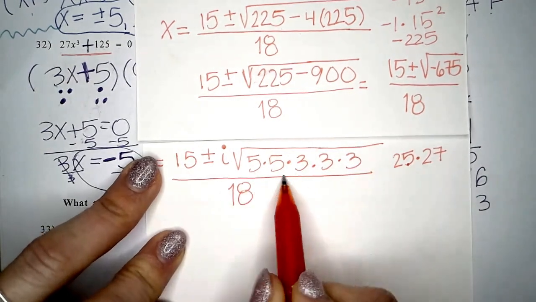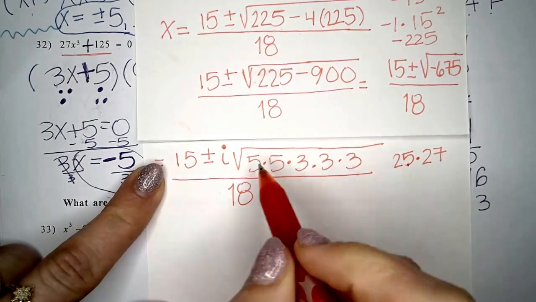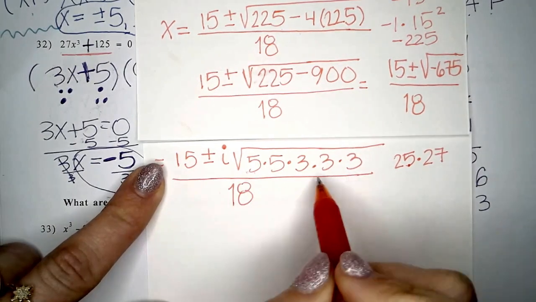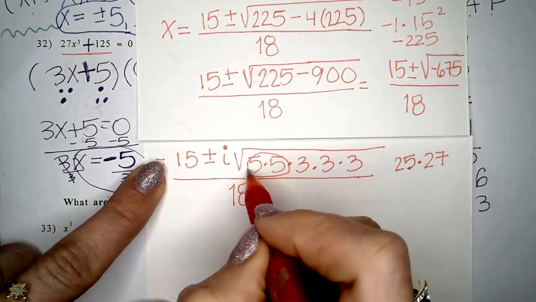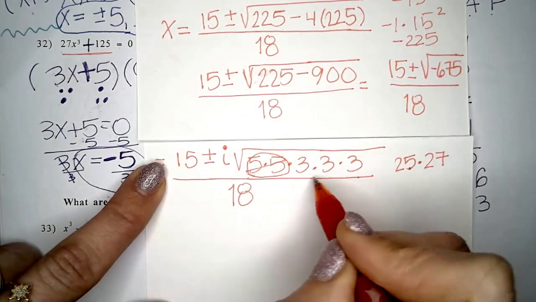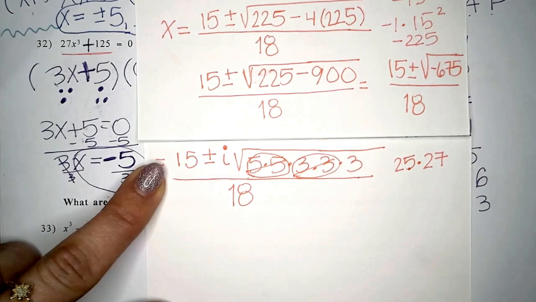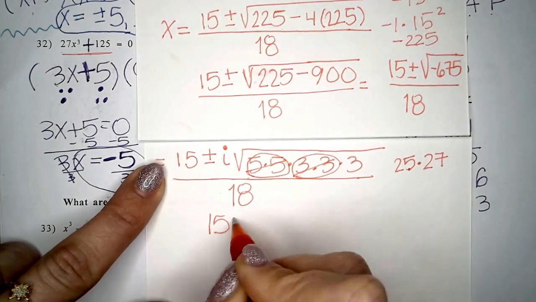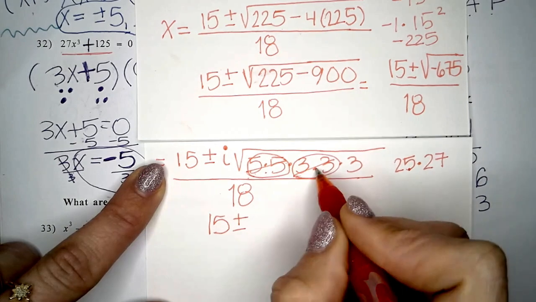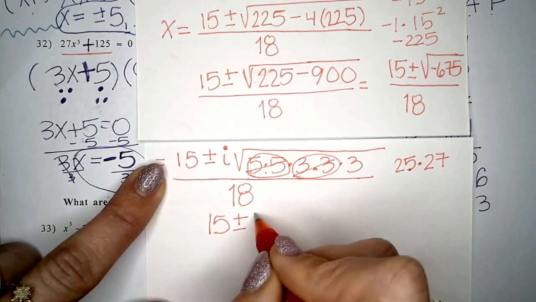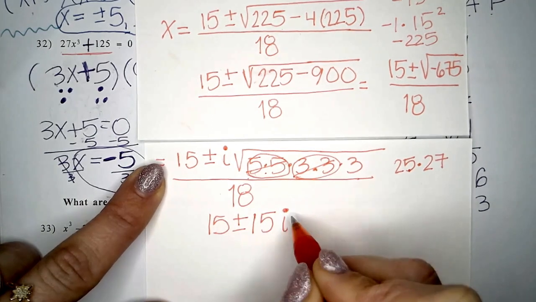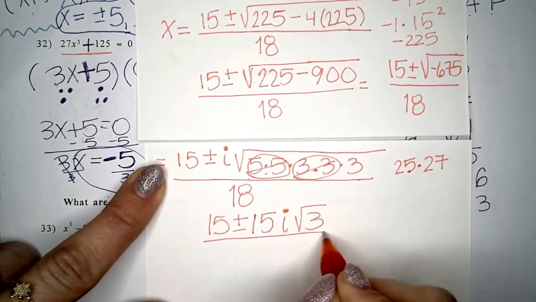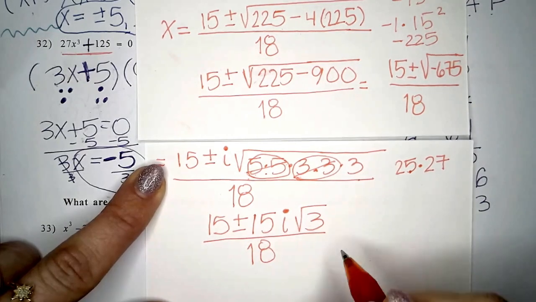Do we remember how to take numbers out of your radical? How do we take stuff out of the radical? Anybody remember how you decide which ones can come on the outside? Yeah, if it's in a pair. So one 5 comes out, one 3 comes out. That gives me 15 plus minus 5 and 3 came out. So what do I write outside? 15, because you multiply them. The I is already there. Square root of 3 over 18.